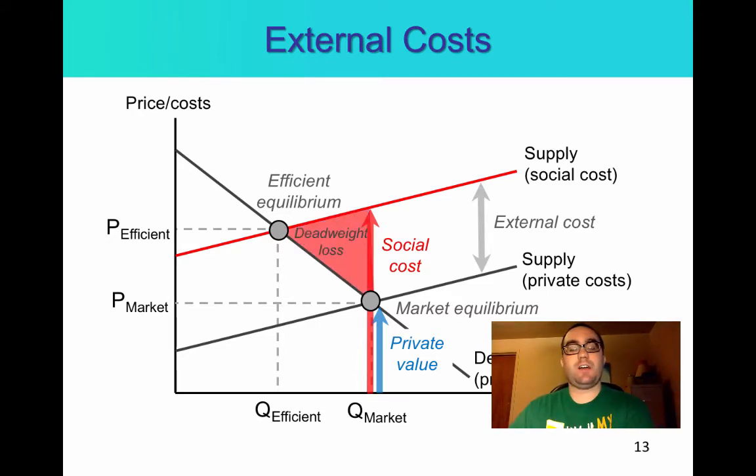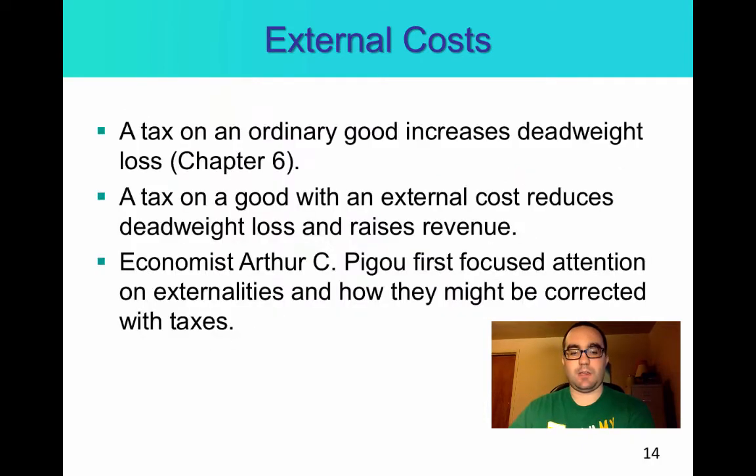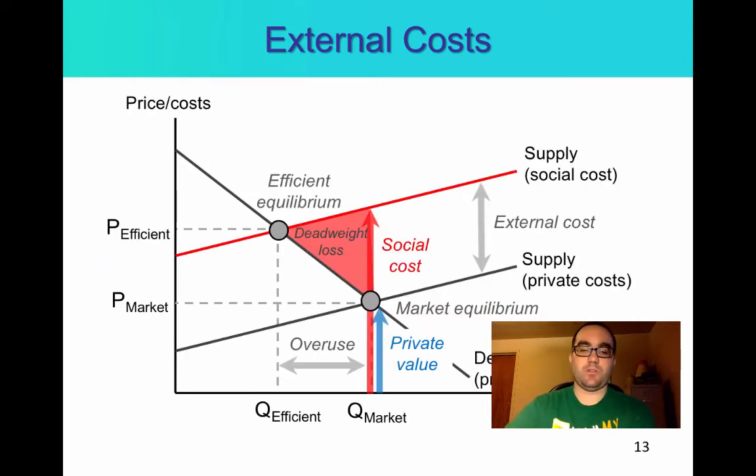Okay? What you find is that when there's a social cost, you do have some deadweight loss. It's the loss that exists because we can't measure that value. Okay? You also see that overuse occurs at the bottom.